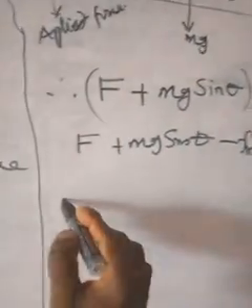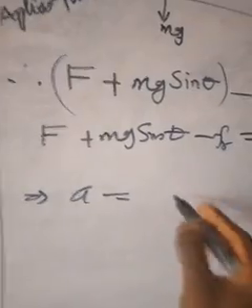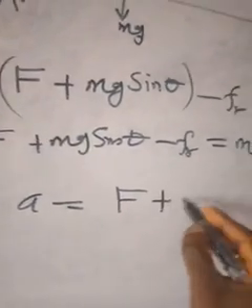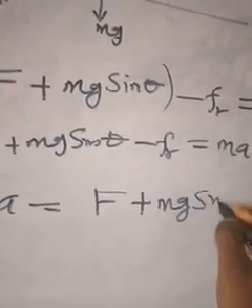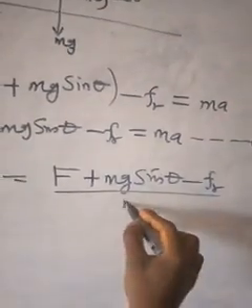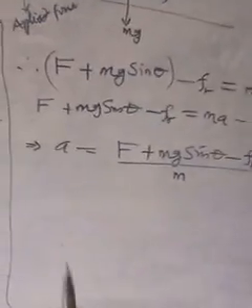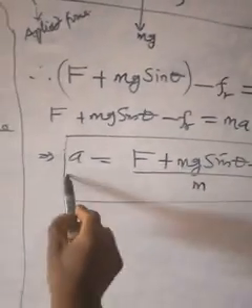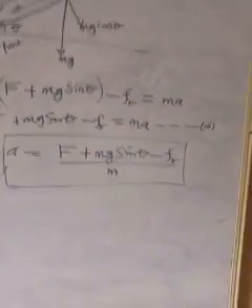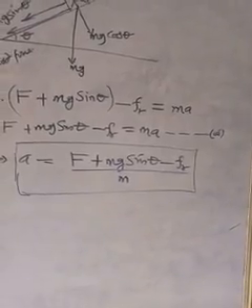We can make a, the acceleration, subject of the formula. That will be F plus mg sine theta minus the frictional force, over the mass of the body. So this is the acceleration of the body if it is moving down the plane.